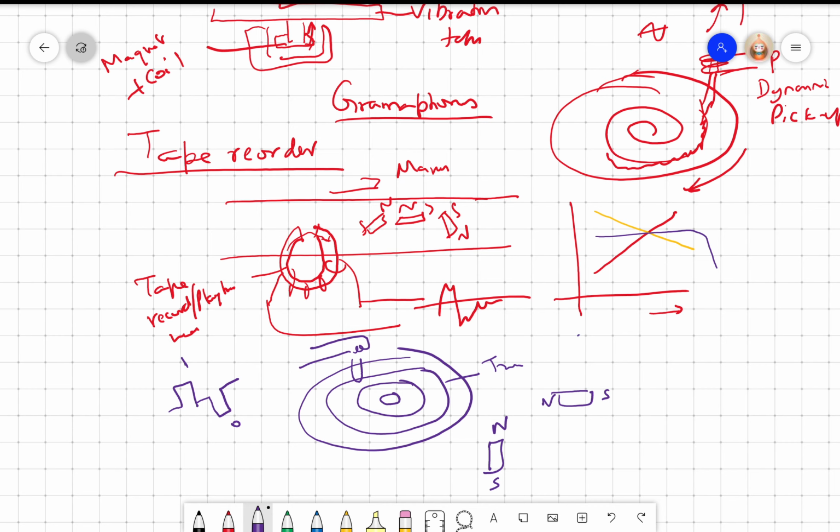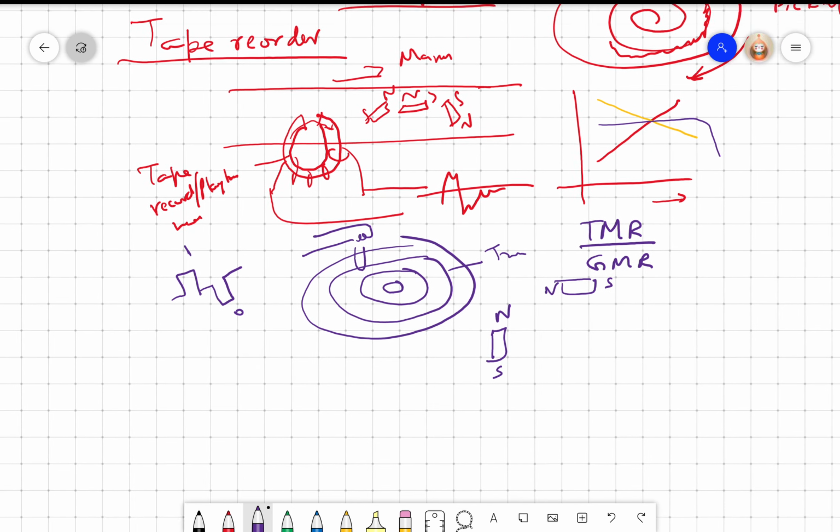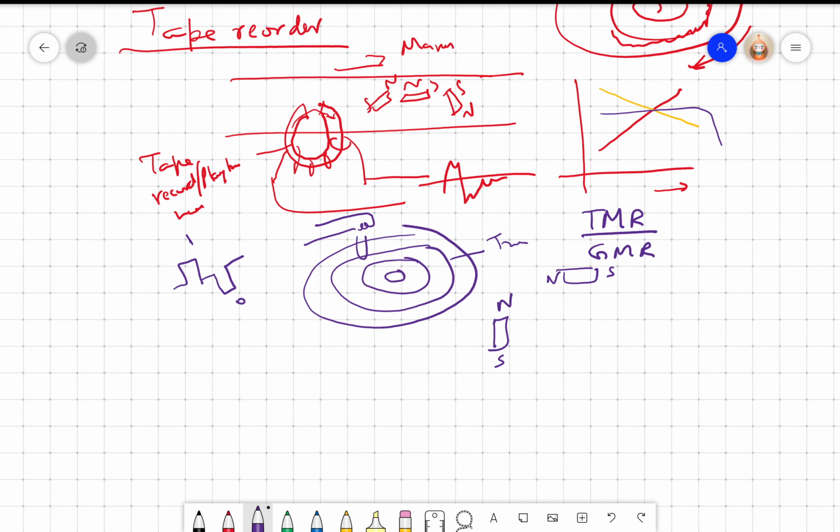So we use what is known as tunneling magnetoresistance or giant magnetoresistance sensors to read back the ones and zeros that are recorded on the hard disk, right? So this is quite popular even now. Even though the record head is inductive, the playback head is resistive, right? Magnetoresistive type of sensor.